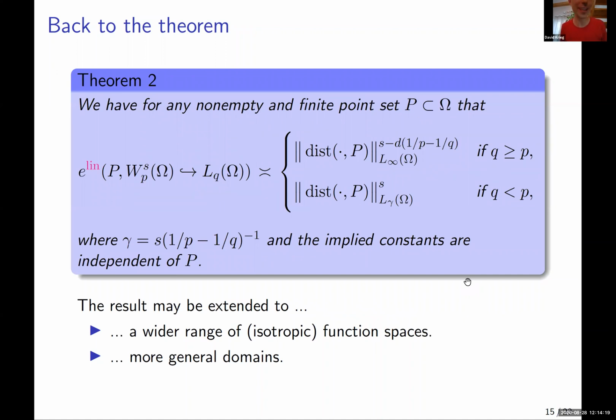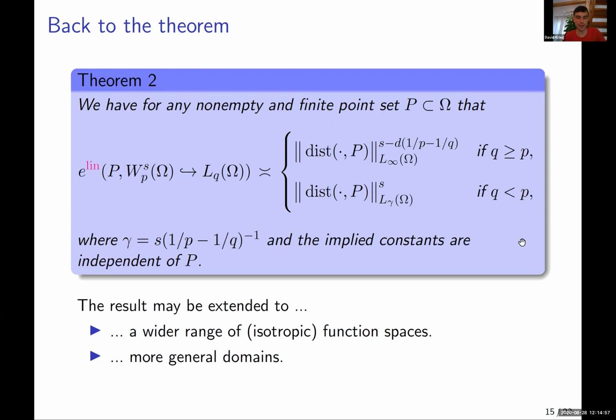So here's the theorem again. It's exactly the same as before. So the error is given by the L_gamma norm of the weight of the distance function to some power s, where gamma is infinity in case q is greater than p, and gamma is smaller than infinity in case q is smaller than p.